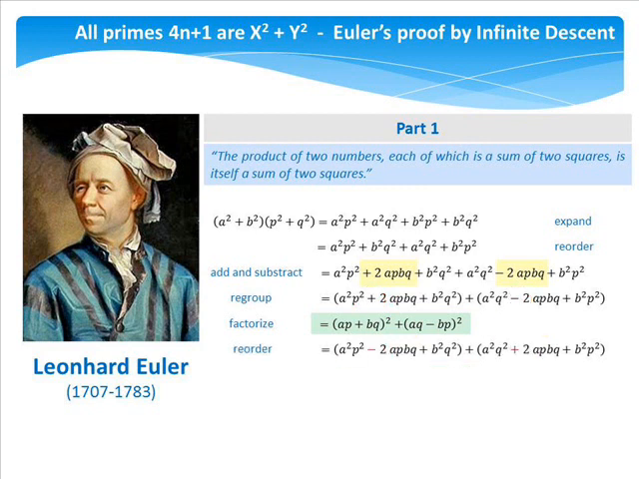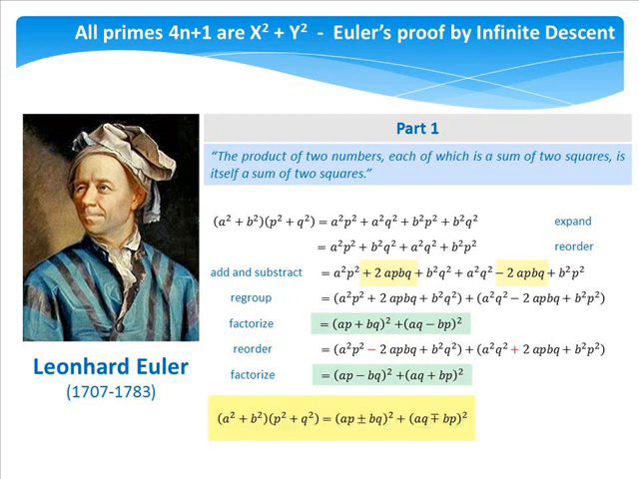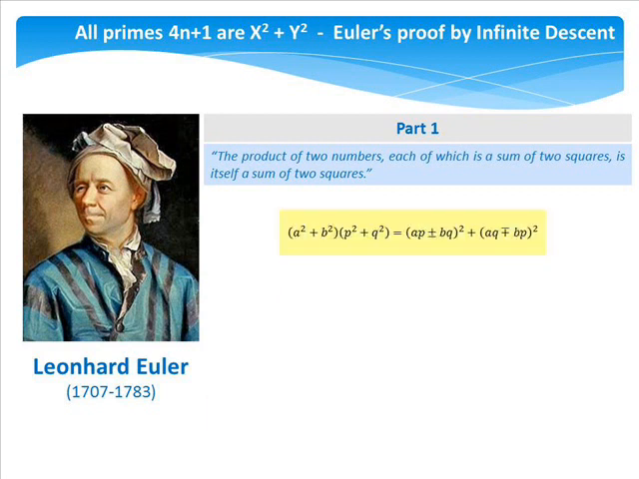By reordering the 2 times apbq terms, we obtain another set of perfect square trinomials. Factoring these trinomials once again gives us an alternate sum of two squares. In conclusion, the product of a pair of sums of two squares is a sum of two squares, and this can be achieved in two distinct ways.